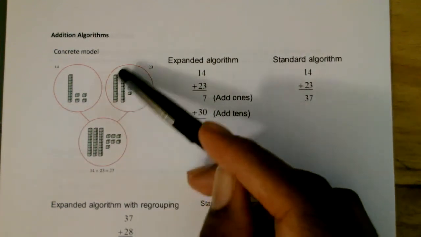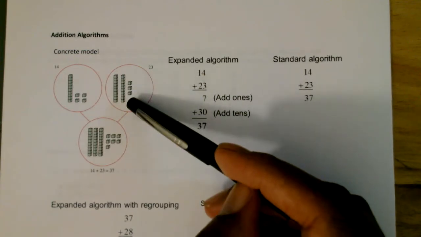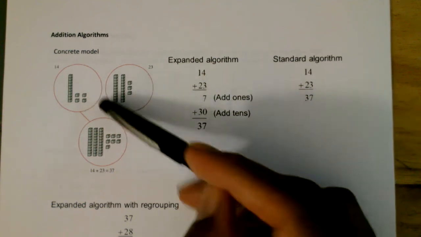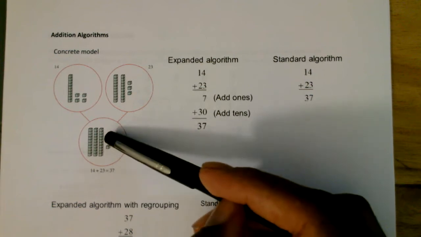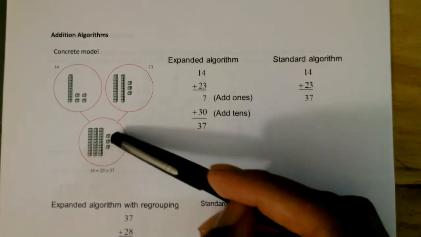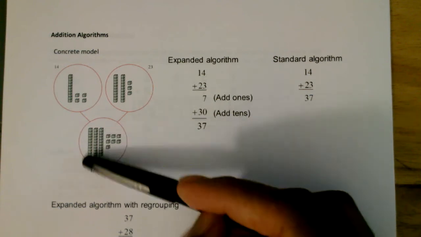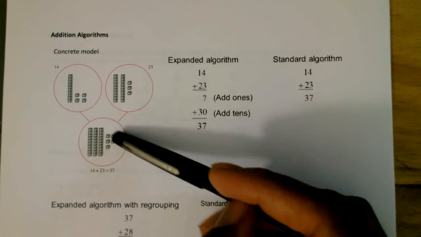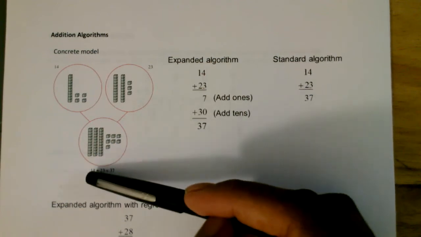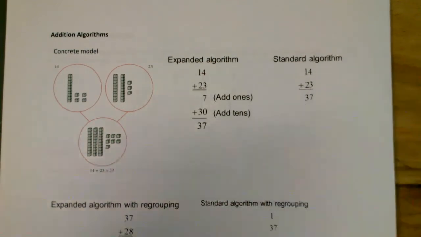And 23, we have 2 longs and 3 unit cubes. If we combine those, this is what we have. 3 longs, 7 unit cubes. And that represents the number 37, because 1 long represents 10. 10 plus 10 plus 10, that's 30, and 7 will give you 37. So 14 plus 23 is 37. That's just using the concrete model using base 10 blocks.